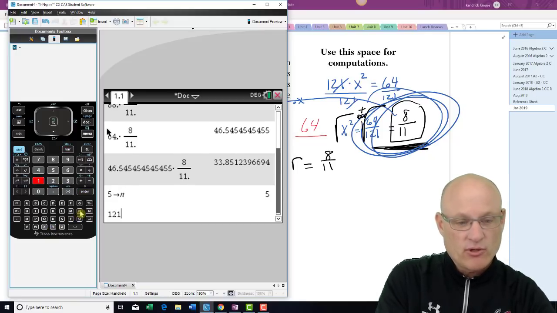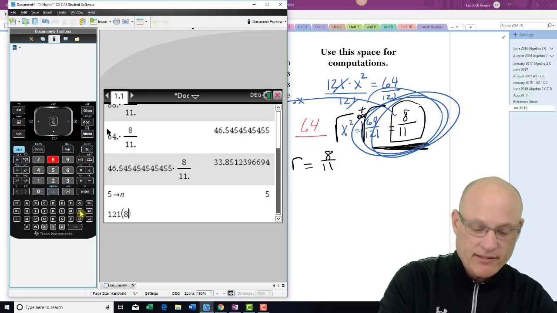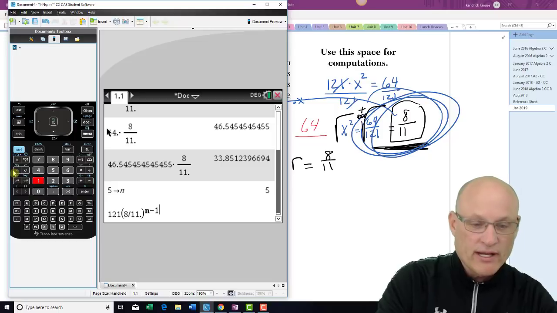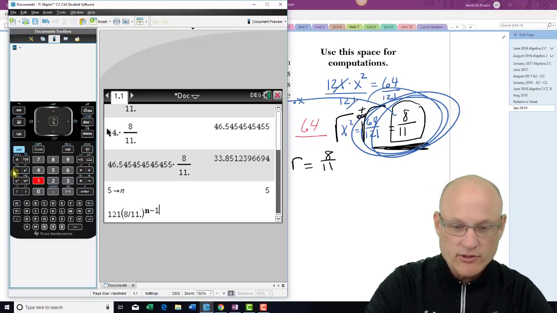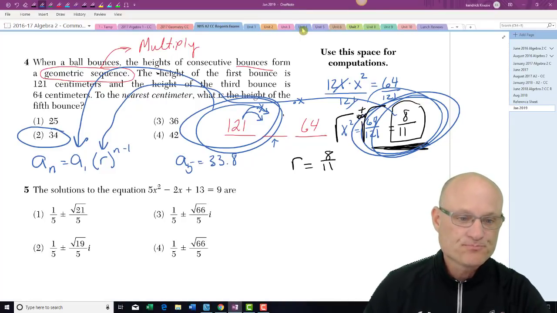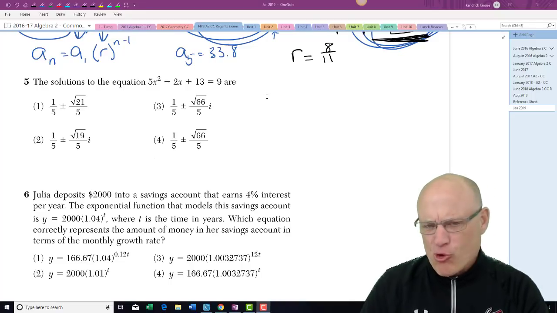And then I'm going to type in 121 parentheses 8 divided by 11 decimal raised to the n minus 1. Now, you could have just put 4 in there if you wanted to. And there you go, 33.8. So there's a couple of different ways to show you how to do the problem. All right. Well, let's see how we do this problem.